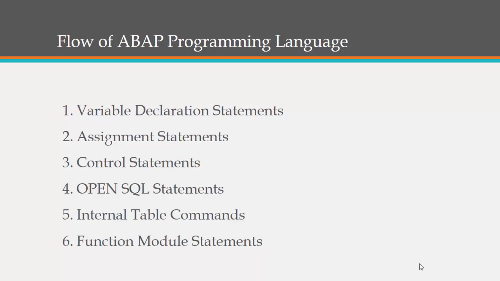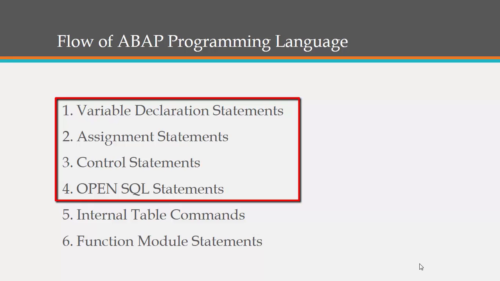And the open SQL statements are the statements which are used to work on database level tables to insert, update, delete, and so on. Internal table commands are further commands which are used to efficiently perform actions on internal tables. And function module statements are used when we work on function modules to extract or to send data. This is in general the flow of a programming language. Initially we declare the variable, and then we assign, then we give control statements, open SQL statements. So these four are of utmost importance. However, their sequence might change depending upon the project requirement.